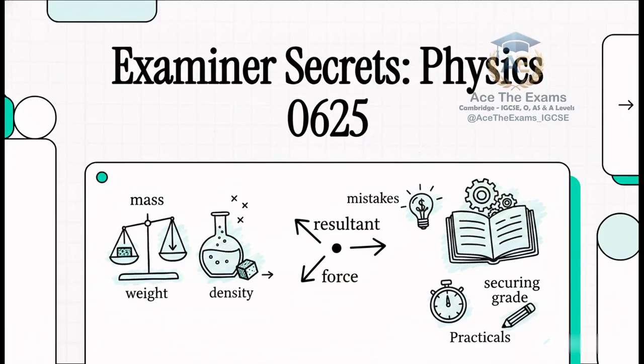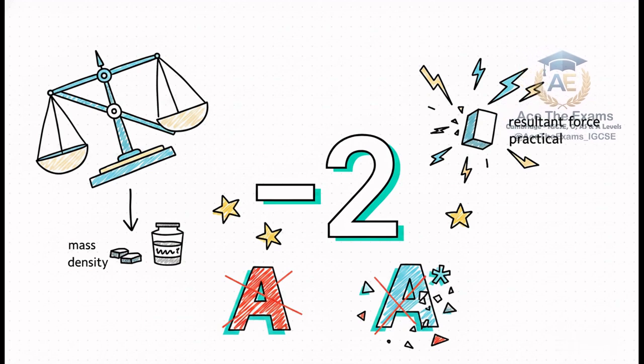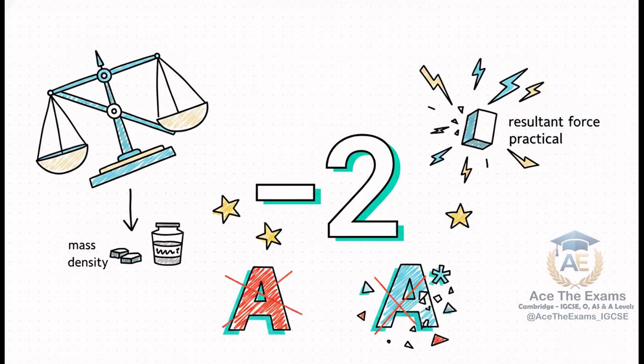We aren't doing a standard textbook review today. Instead, we're going straight into the examiner's mind to secure those hidden marks. -2 marks, bam. That is the instant penalty you often face on simple mass, density, and resultant force practicals before you even finish reading the question. Why? Simply because you rushed the data presentation.